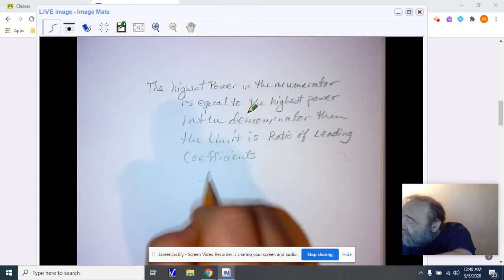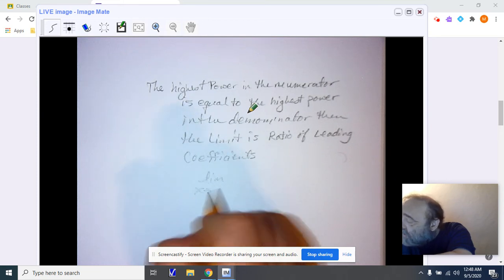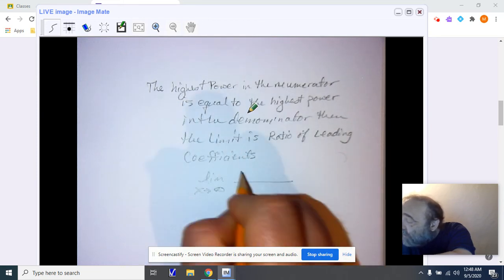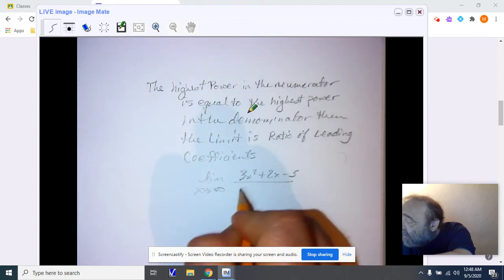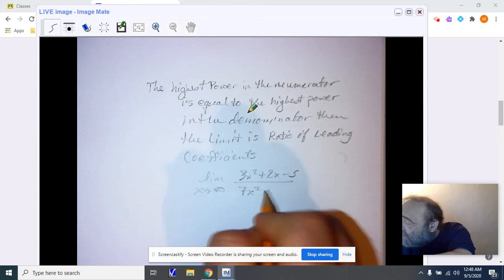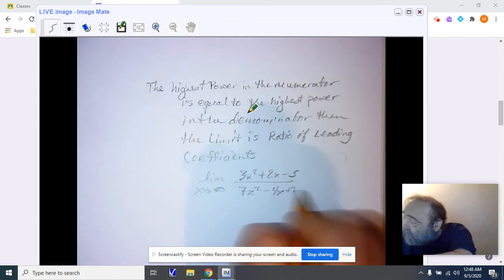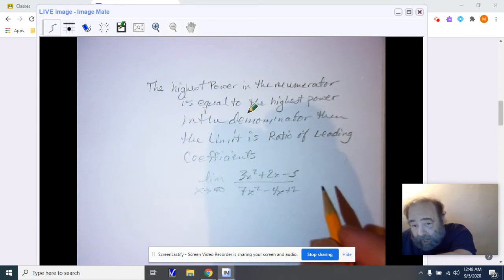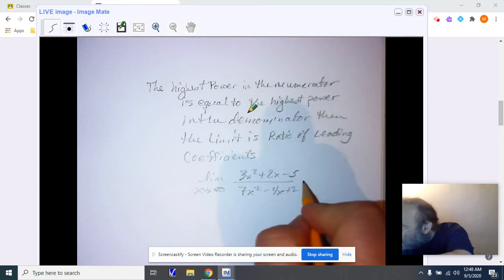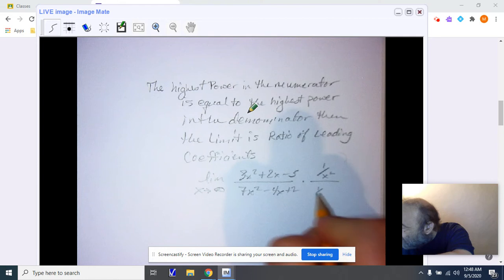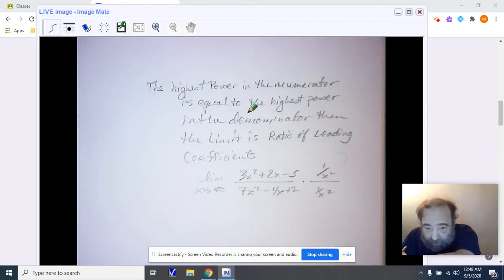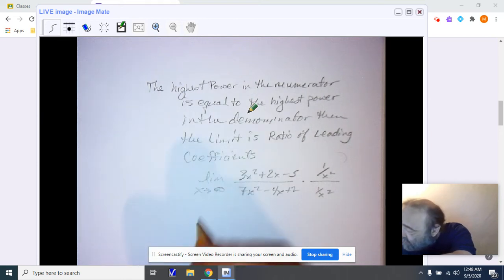If I have the limit as x approaches infinity for 3x squared plus 2x minus 5 over 7x squared minus 4x plus 2, we are going to multiply by the highest power, 1 over x squared, 1 over x squared. We're going to distribute it just like we did before. We're going to simplify it as we do.